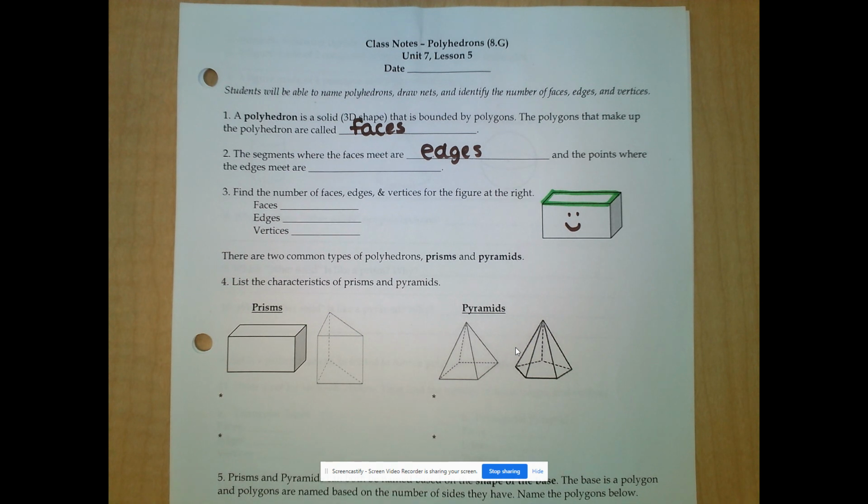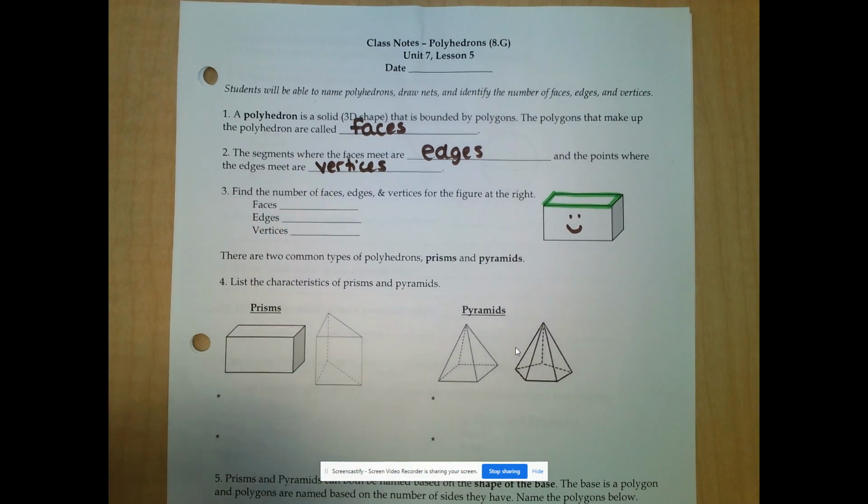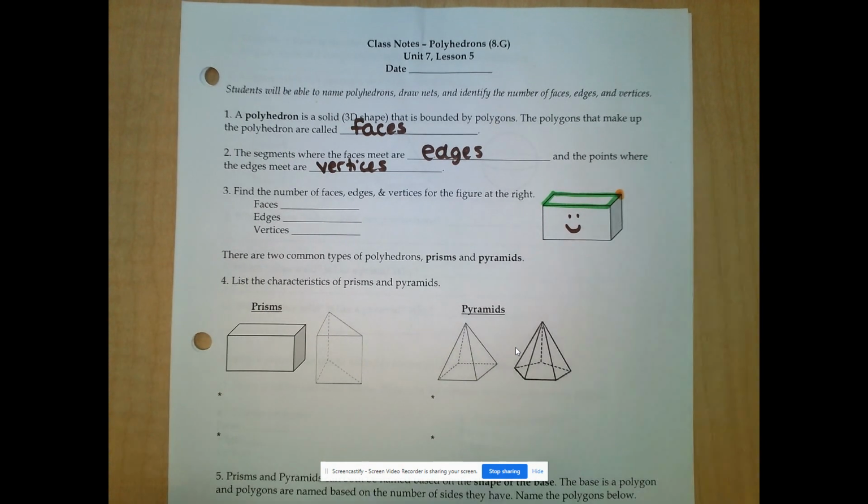The points where the edges meet are called vertices. And vertices is a fancy word for corner. So vertices are the corners, the places where multiple edges meet up.